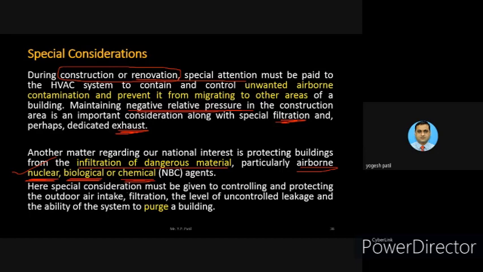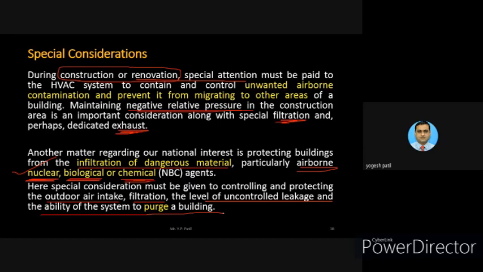Here, special consideration must be given to controlling and protecting the outdoor air intake. We know that filtration plays a role, along with the level of uncontrolled leakage and the ability of the system to purge a building. In certain cases uncontrolled leakage may take place, so in an emergency situation it is very essential to have a purge system implemented in the building. Purging is a very important part of building automation.